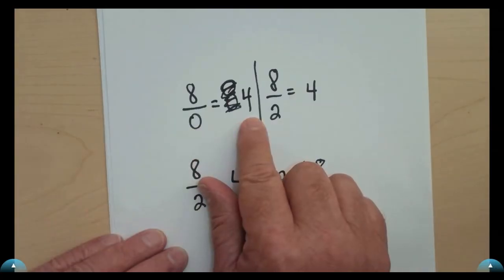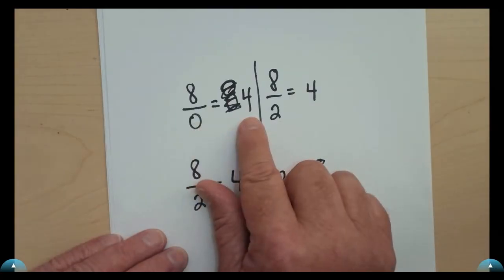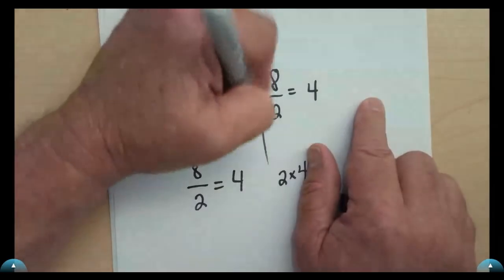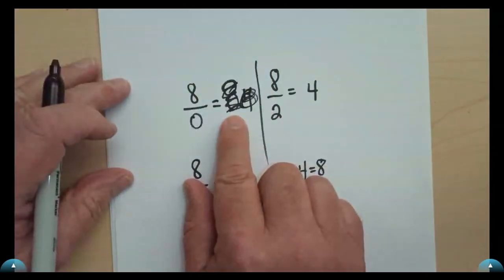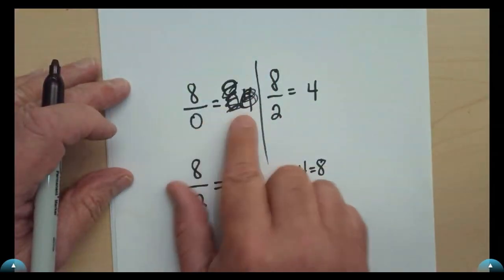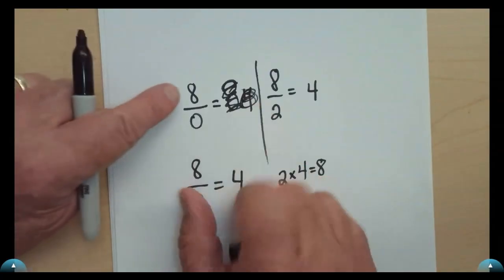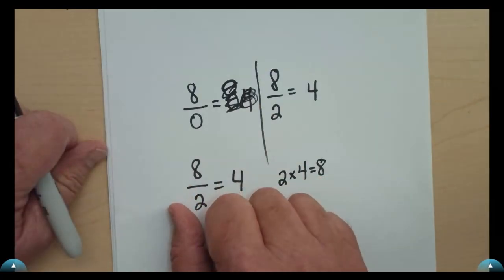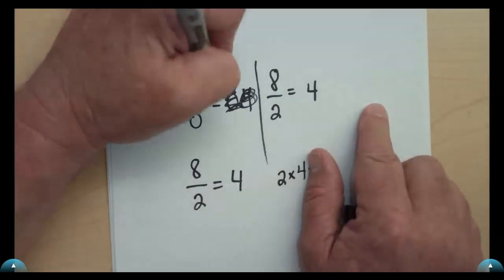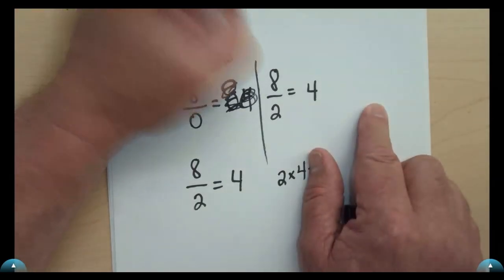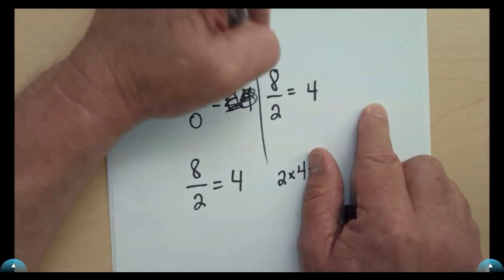0 times 4 is not equal to 8, but it is equal to 0. The point is, it doesn't matter what number I write here. 0 times that number is always going to be 0. It's never going to be 8. Do y'all see that? That's why we say that 8 divided by 0 is undefined.